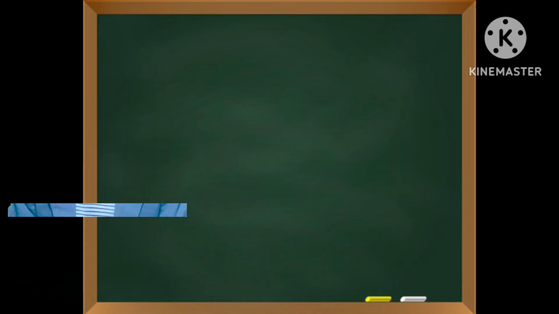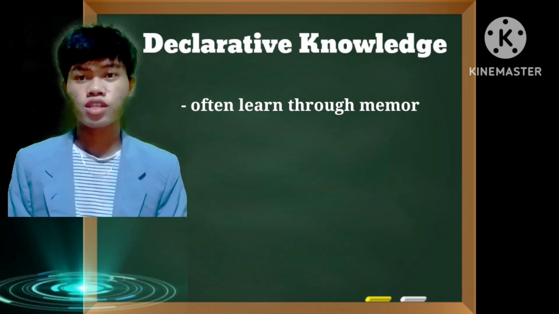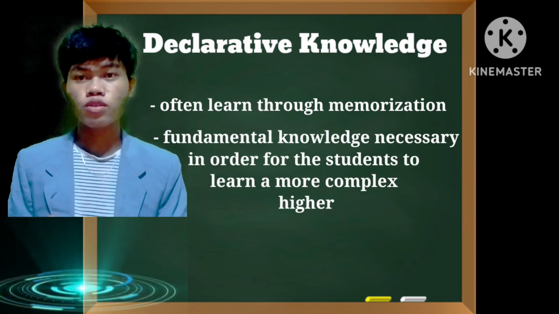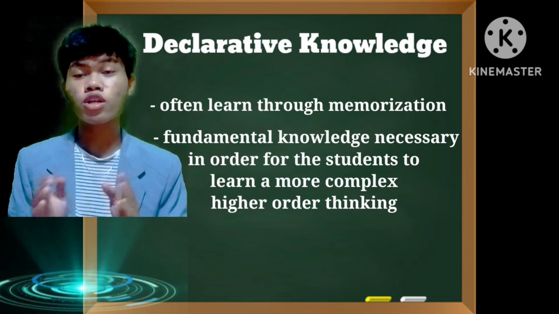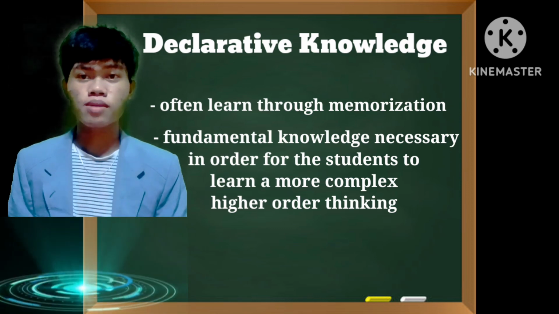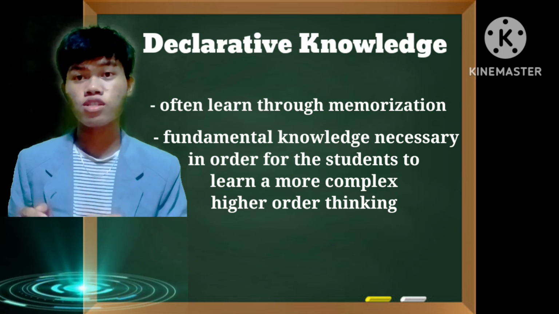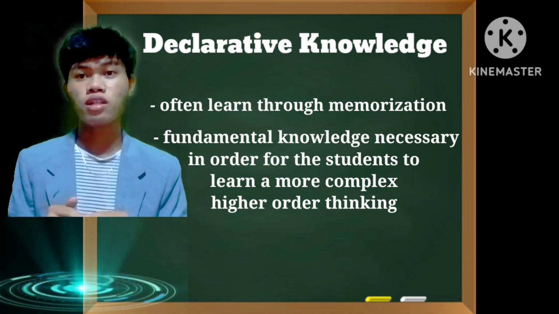There are three categories of knowledge according to Egbert 2009, and these categories are: first, the declarative knowledge; second, the structural knowledge; and the last one is the procedural knowledge. So first, what is declarative knowledge? Declarative knowledge is often learned through memorization. It is a foundation or fundamental knowledge which is necessary in order for the students or learners to learn a more complex higher order thinking, for example, critical thinking, creativity, and inquiry. So they cannot make use of those without this declarative knowledge because declarative knowledge is the foundation knowledge of each student or learner.